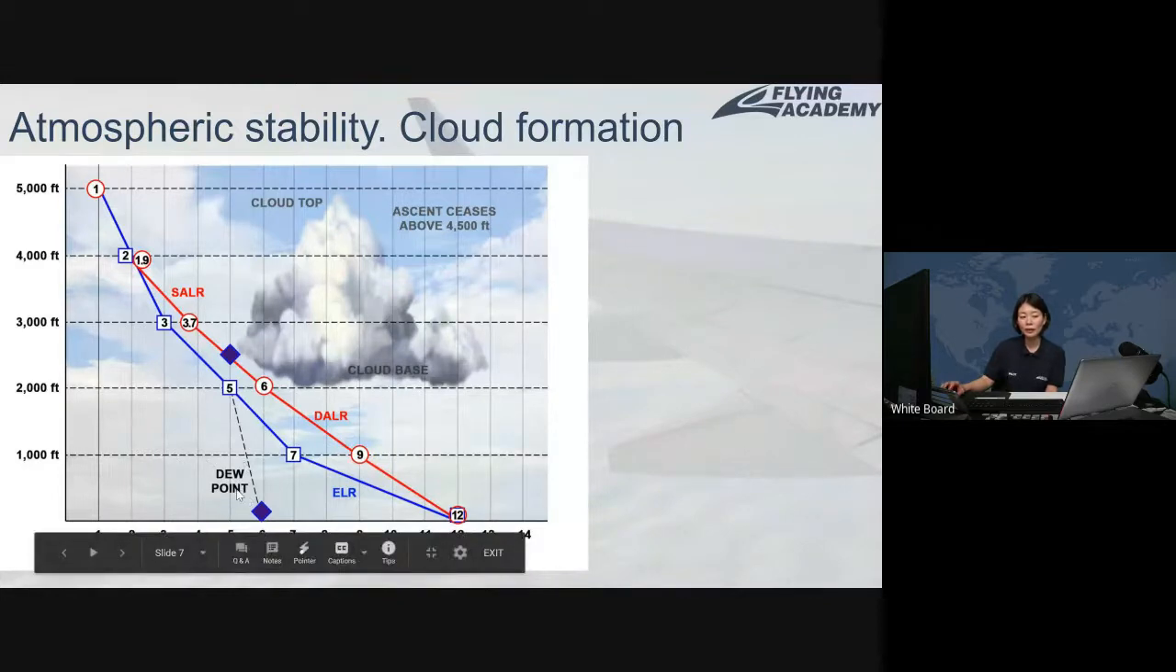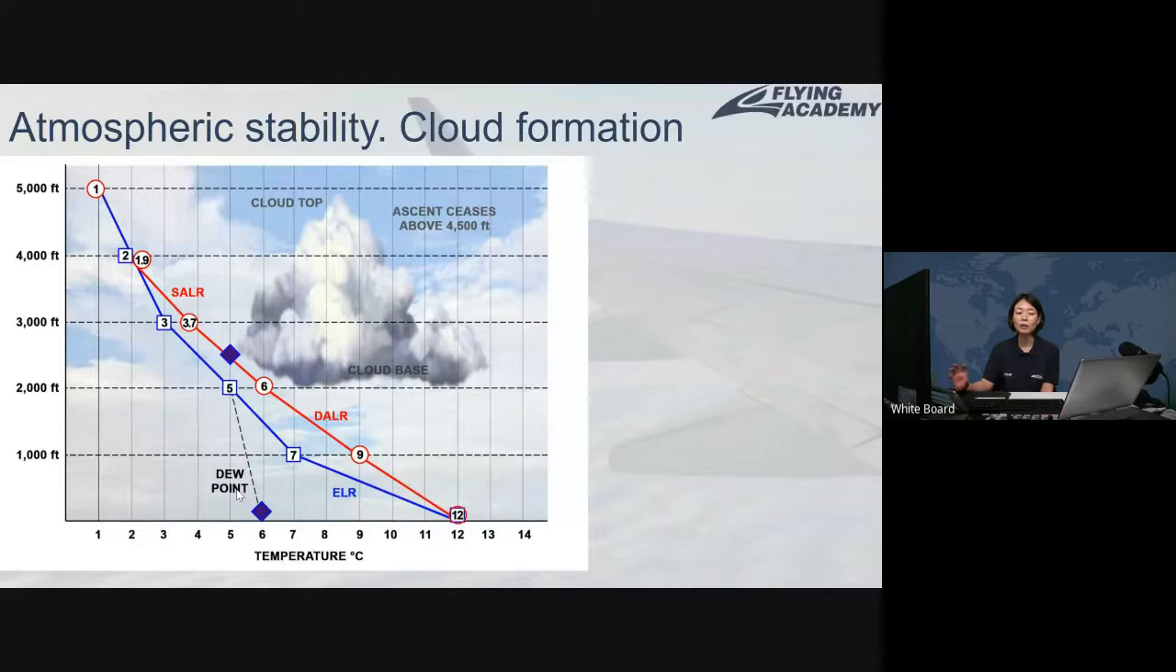So the dew point is the temperature where the saturated air cannot hold the moisture inside. So now it becomes visible precipitation. It can be cloud, it can be snow, it can be rain, and it can be fog, whichever it is, they are visible precipitations as well.